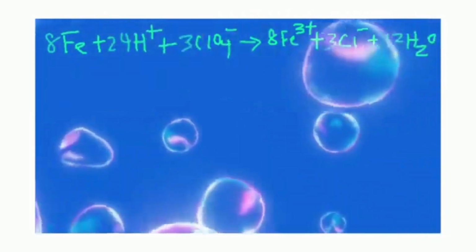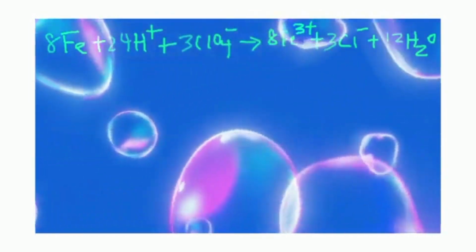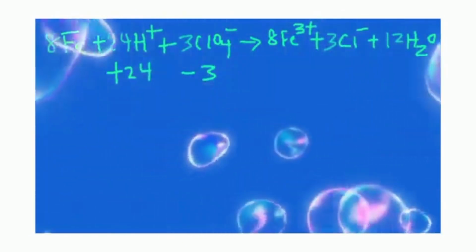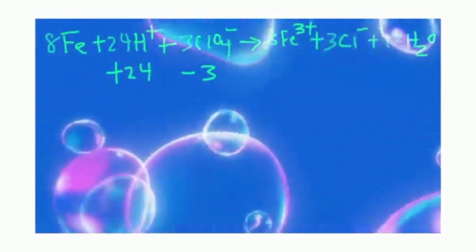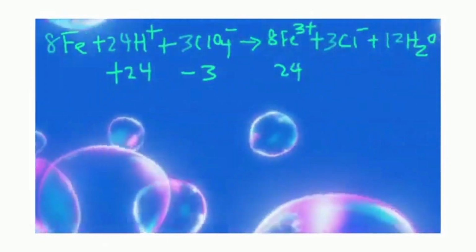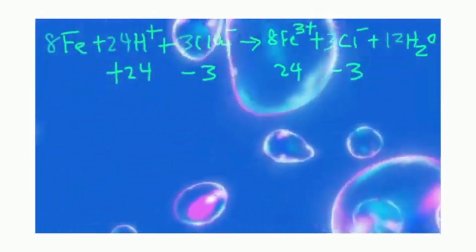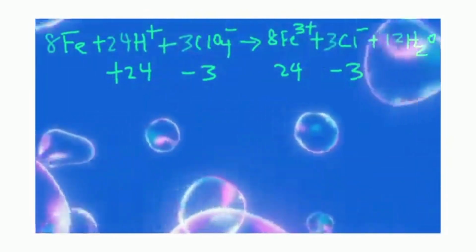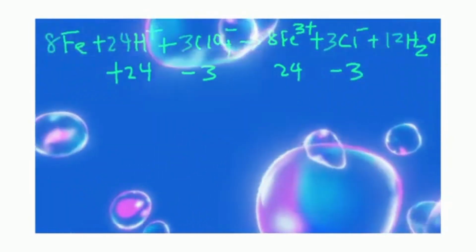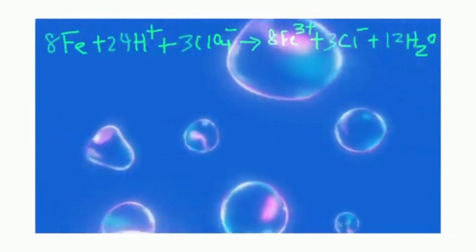So notice that this reaction is balanced. We have 24 hydrogen atoms on both sides, 3 chlorine atoms, 12 oxygen atoms, and 8 iron atoms. And if we check the total charge, let's make sure it's the same on both sides. Here, this is plus 24, negative 3, and let's see, 8 times 3 is also 24, and we have a minus 3 from the 3 chloride ions. So as we can see, the total charge is the same on both sides. So we have the balanced reaction under acidic conditions.